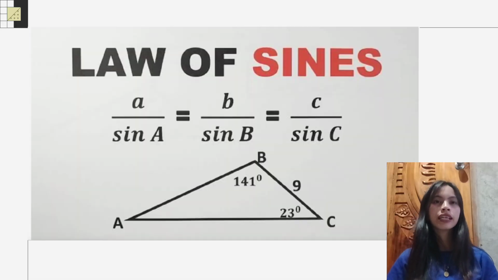What we have here is a over sine A is equal to b over sine B is equal to c over sine C. We also have a different version of it, wherein we flip the given fractions, wherein sine A, sine B, and sine C are in the numerator, while the sides a, b, and c are in the denominator. But it's all the same anyway, so don't worry.